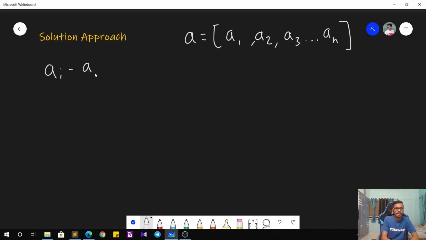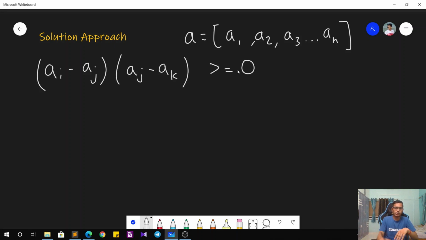That is AI minus AJ multiplied by AJ minus AK. So because we have been told that the weight of the array is the maximum value of this expression, we'll always try to get such a value that is first of all greater than or equal to 0. And it is easily possible as well in our case.